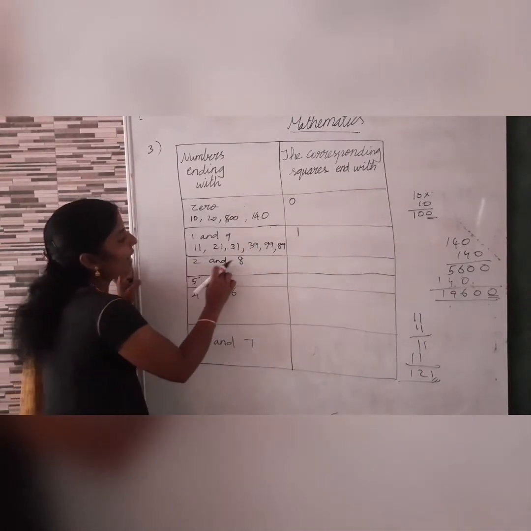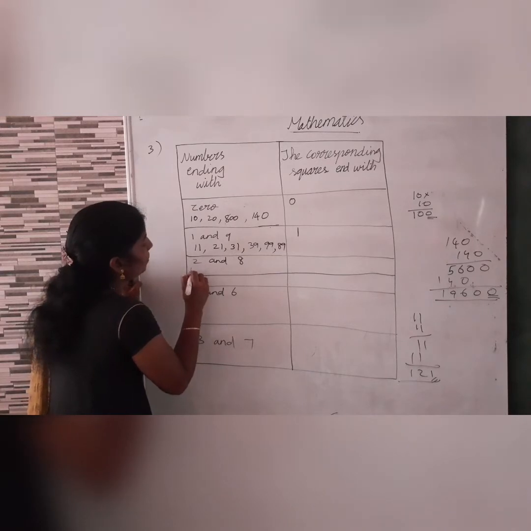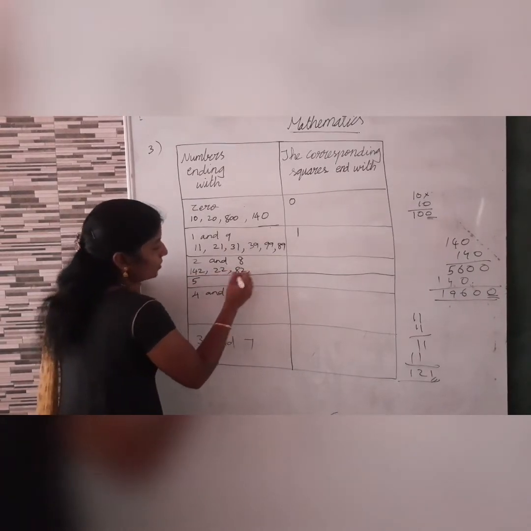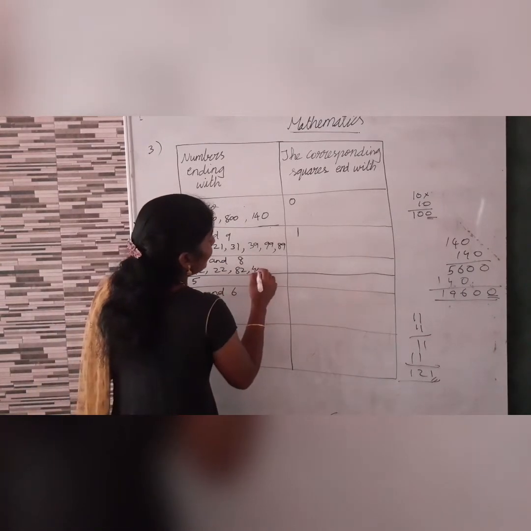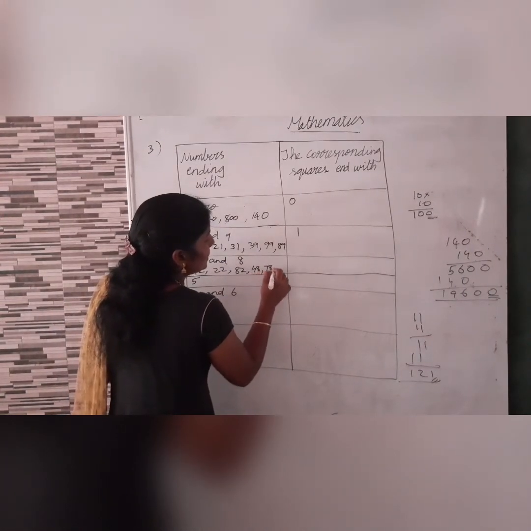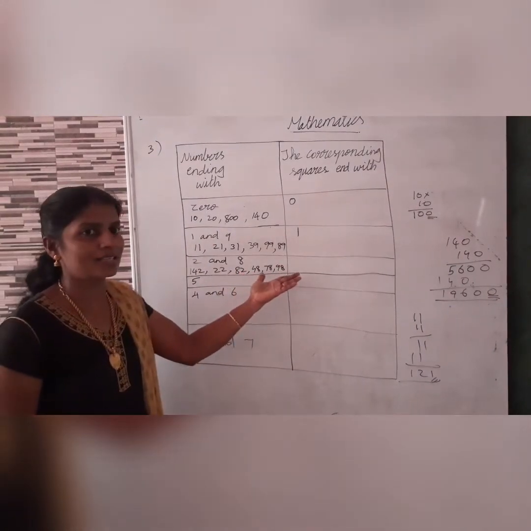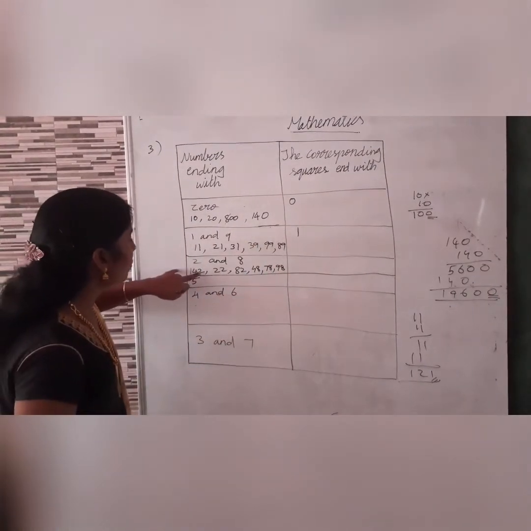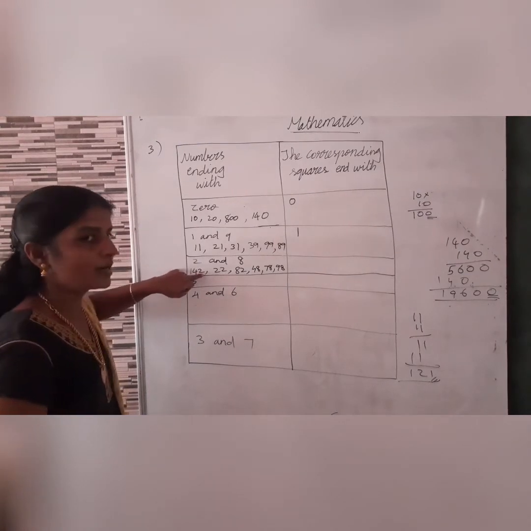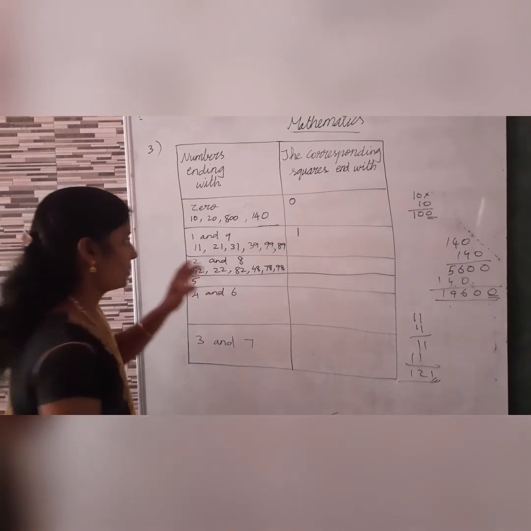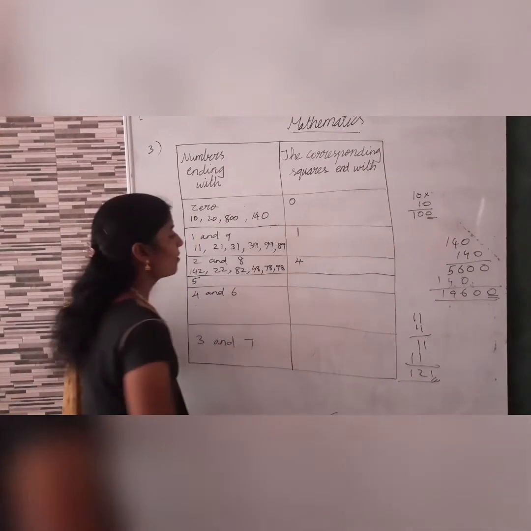Now here 2 and 8. Now here we can write 142, 22, 82. Then 8, 48, 78, 98. We can take 3 digit, 4 digit numbers also, no problem. Now listen, here ones digit is what? 2. What is the square of 2? 2 twos are 4. What's the ones place? 4. So here ones place is 4.